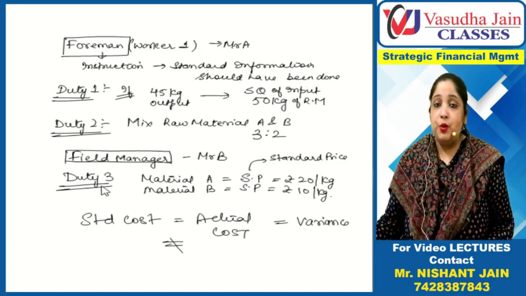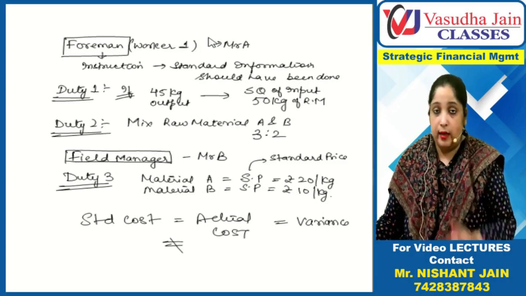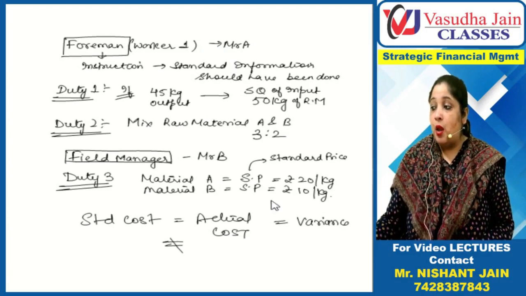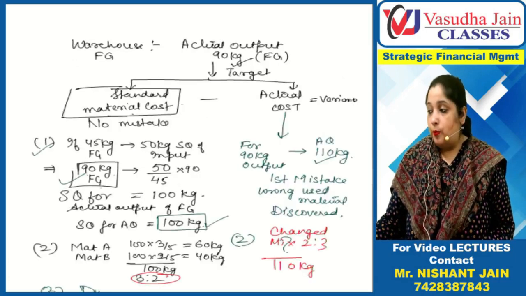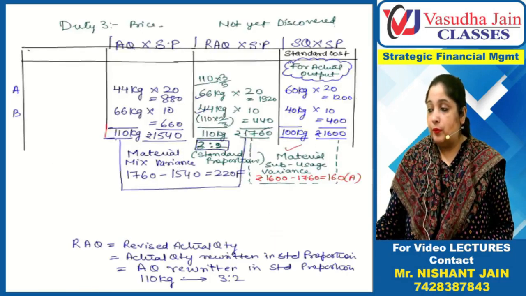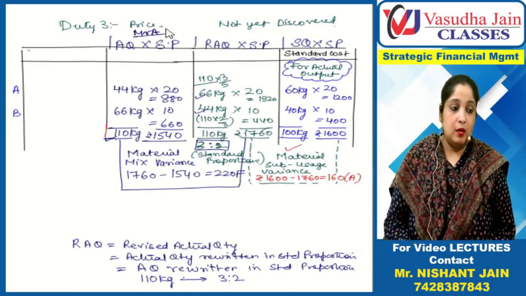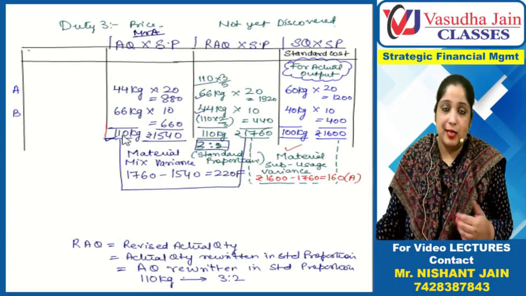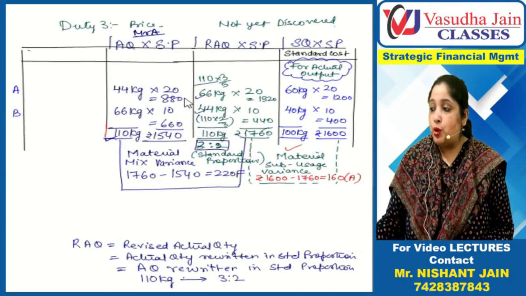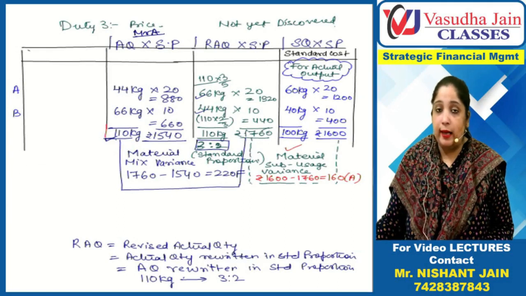Now the field manager's duty was to buy whatever quantity Mr. A asks him. I told him very clearly, buy whatever quantity Mr. A asks you, but buy at rupees 20 and 10 per kg. Mr. A has used this quantity, so definitely Mr. A must have asked Mr. B to buy this quantity because he has used it. This quantity was supposed to be bought at 20 and 10. Now ask Mr. B whether he has bought this quantity for 20 and 10.